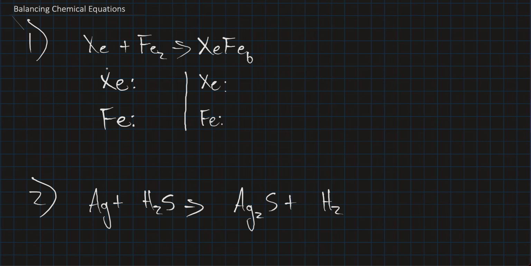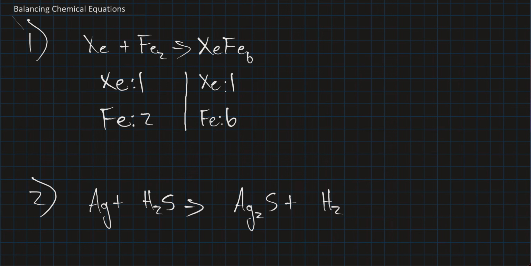What we need to do now is find the subscripts. We need to identify the subscripts of each element and jot them down. What this tells us is how many atoms of each element there are. So let's jot down the values. We have 1 of xenon, 2 of iron, and on the right-hand side we have 1 of xenon once again and 6 of iron.